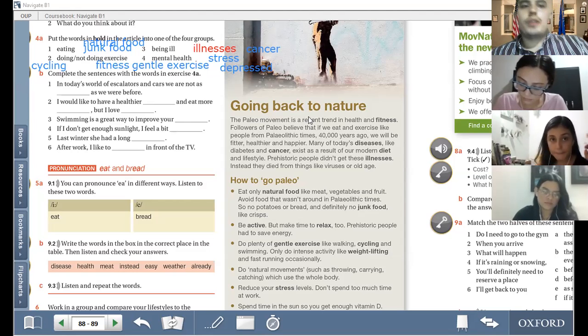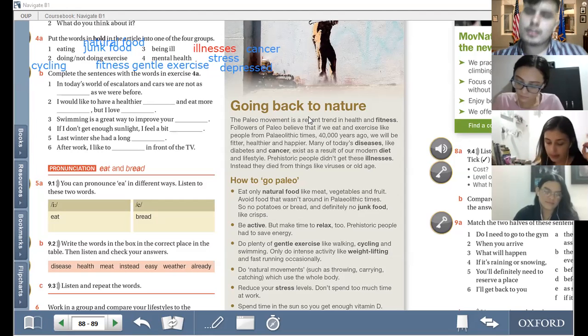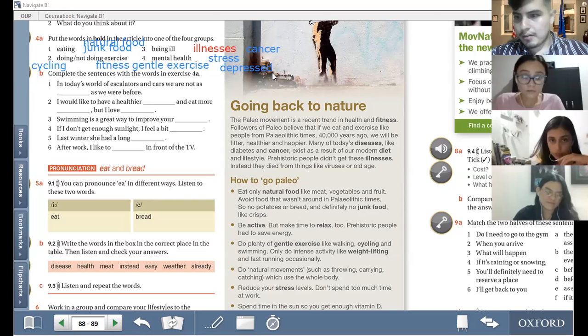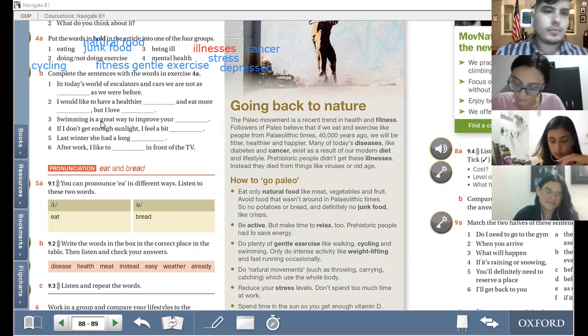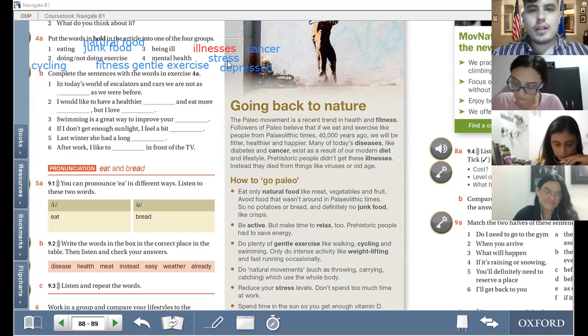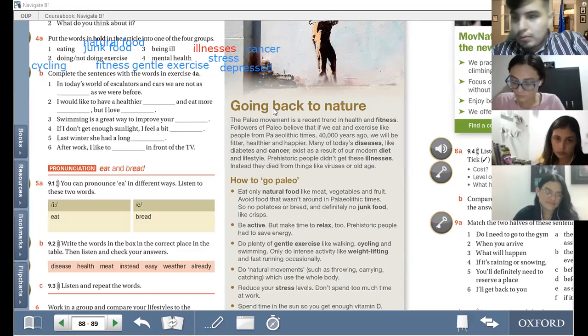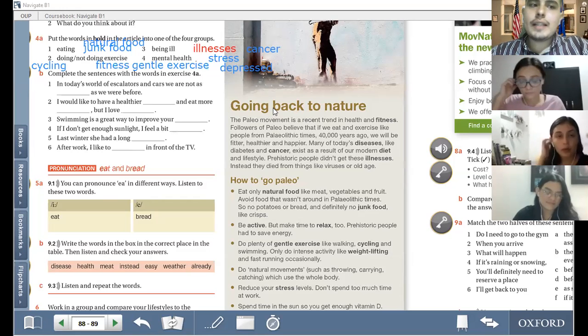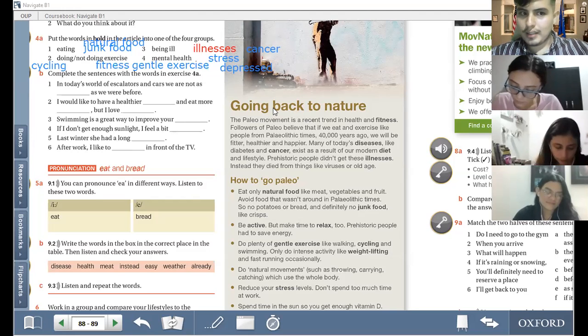In category number three, we've got illnesses, cancer, and what about diseases? Yes, it's also there, right? And last one, mental health, right? We've got stress and depressed. Remember that depressed is at the end, right? Okay, ladies and gentlemen, very good job. Now, what do we have to do? We're going to use some of these words in order to complete the B part of the exercise, all right?